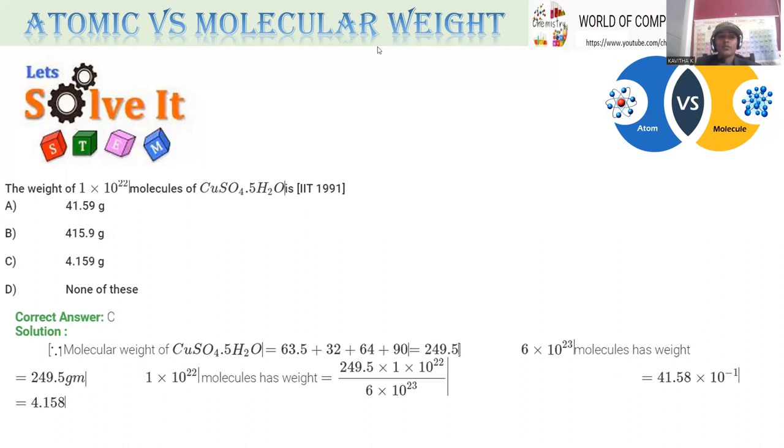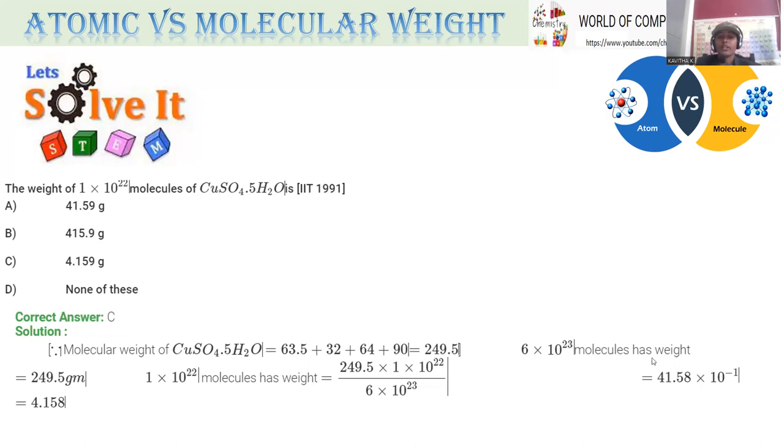Now let us go with another problem. The weight of 1 into 10 to the power 22 molecules of copper sulfate pentahydrate will be? One molecule of copper sulfate pentahydrate: copper atomic weight is 63.5, sulfur is 32. How many oxygens? 4. Each oxygen contributes 16, so 16 into 4 is 64. 5 water molecules, 5 into 18 is 90. So these are the individual atomic weights. Now let us take the sum of all these. It will become 249.5. That is the molecular weight of copper sulfate pentahydrate.